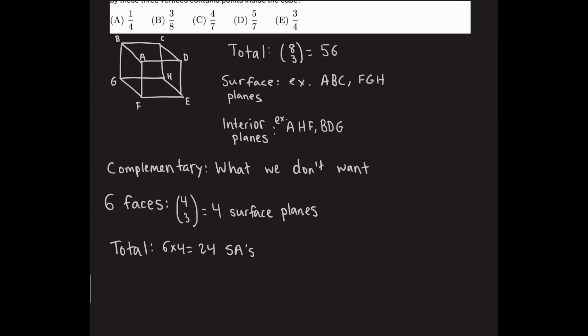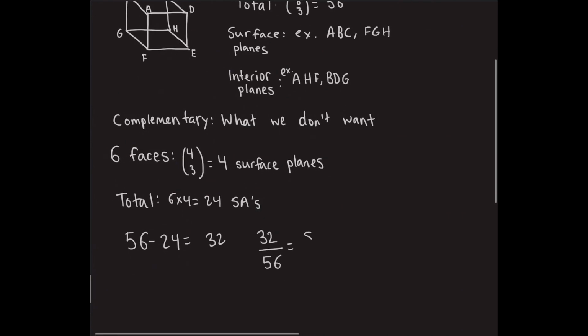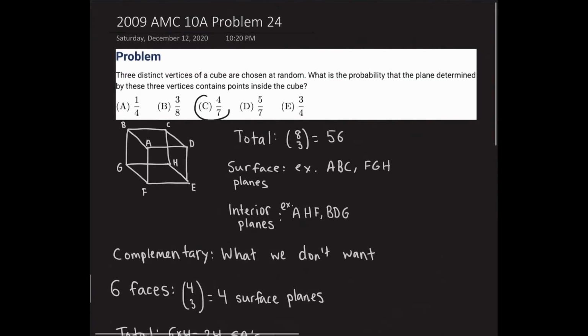So now we have 24 of what we don't want, and we have 56 as our total. So to find out what we do want, which are the interior planes, we do 56 minus 24, which is equal to 32, and we divide that by our total. So 32 divided by 56. Dividing both the numerator and denominator by 8, we get 4 over 7. And so 4 over 7 is our answer, which is C.